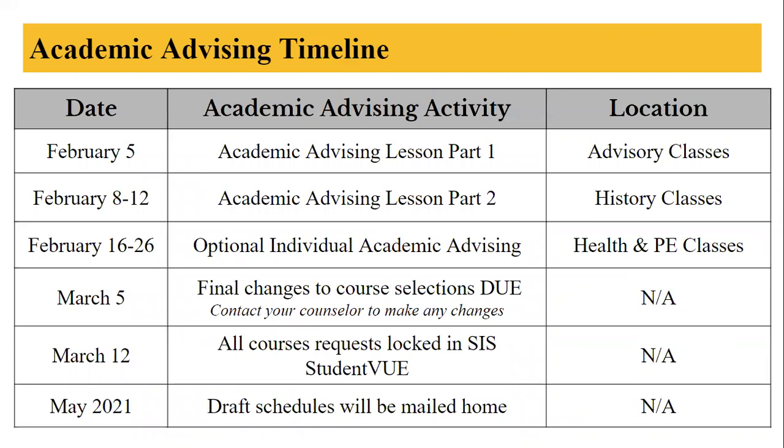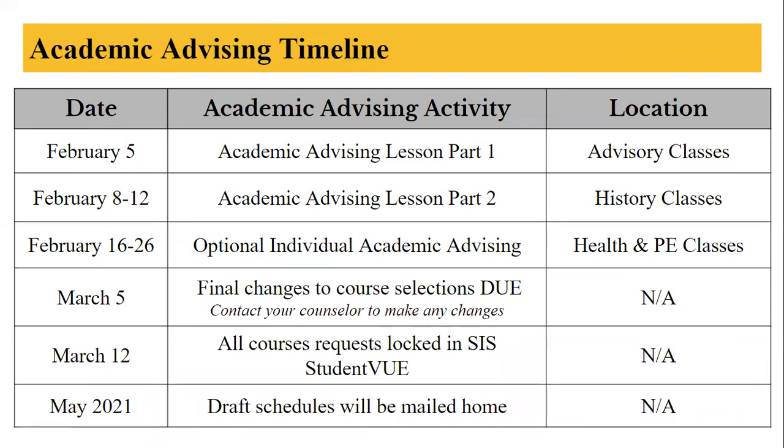So here's another look at our timeline. Today is February 5th, and we're doing our first lesson in advisory. The week of the 8th through the 12th, you're going to be doing your second lesson through history classes, where you'll choose your official course selections in SIS Student View. February 16th through the 26th, you'll also have optional individual academic advising. Your grade level counselor will be in some of your health and PE classes and available for individual conversations and to answer your questions.